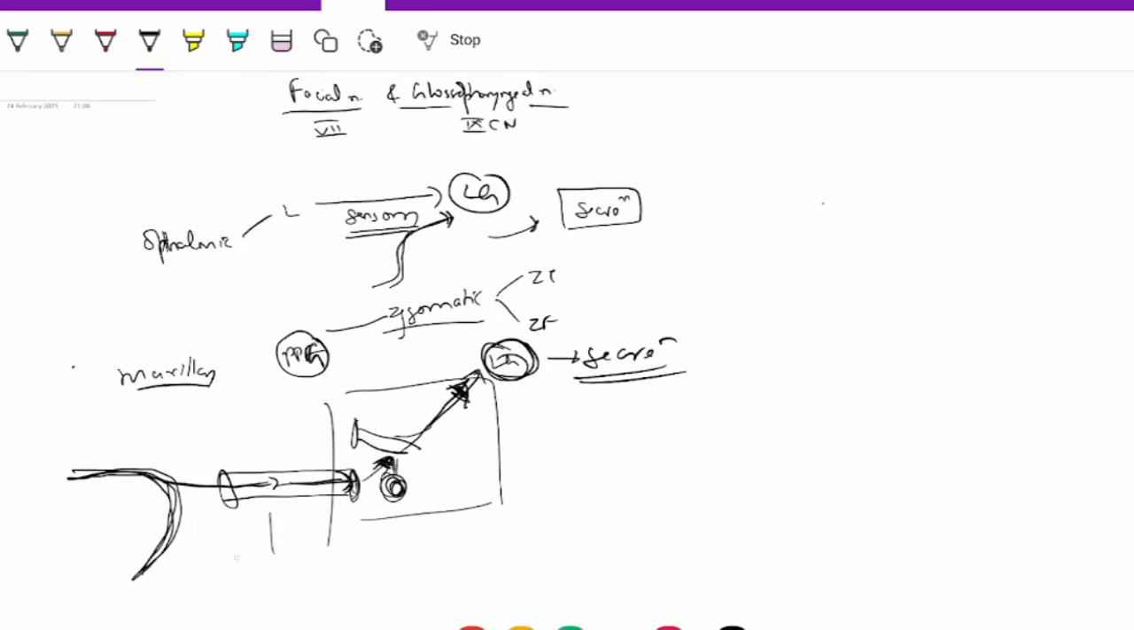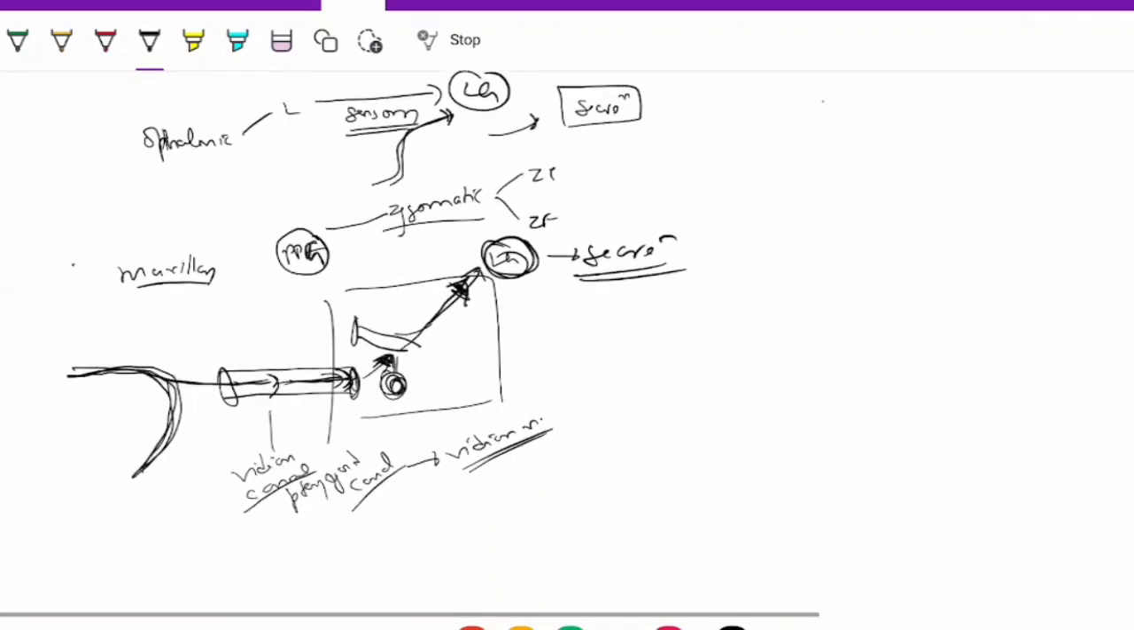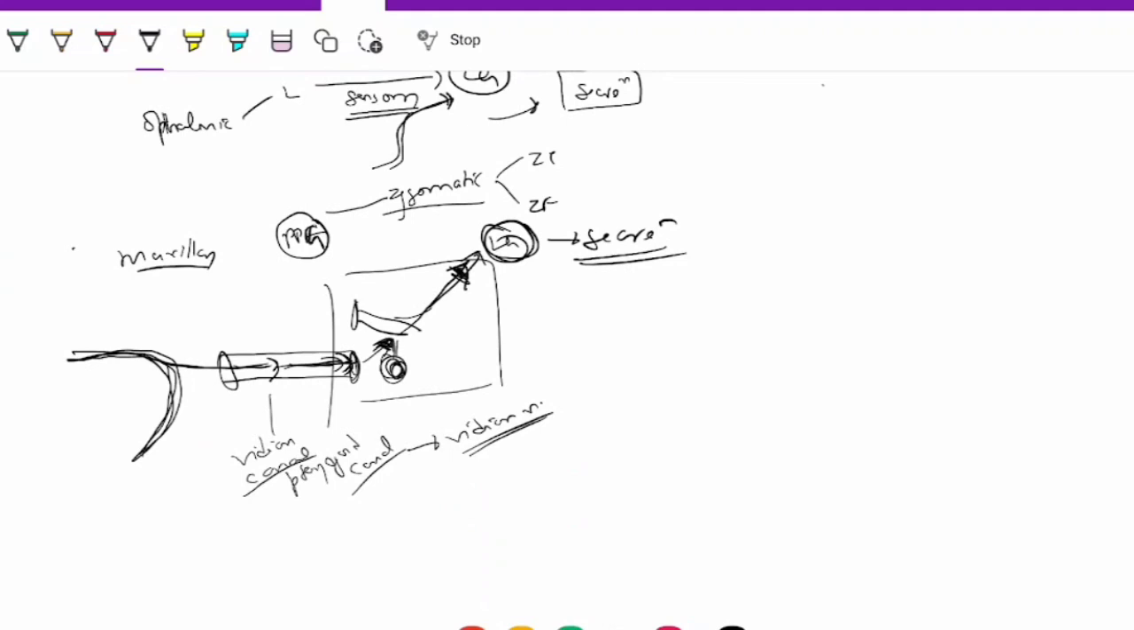Now this canal is known as the Vidian canal, also known as the pterygoid canal. And just because this nerve is passing through this canal, it is known as the Vidian nerve, right? Now what is this canal, what is this nerve that is passing through, and why is it going along with the zygomatic nerve to the lacrimal gland for secretion function? We'll get to know later.